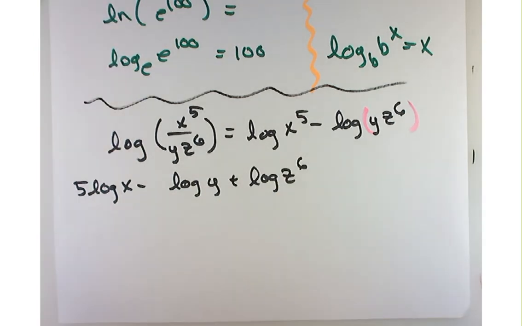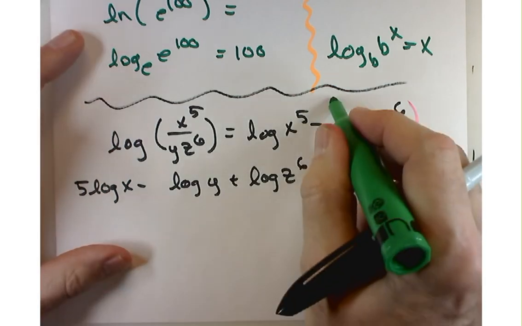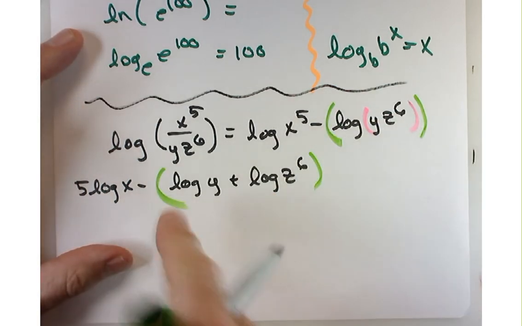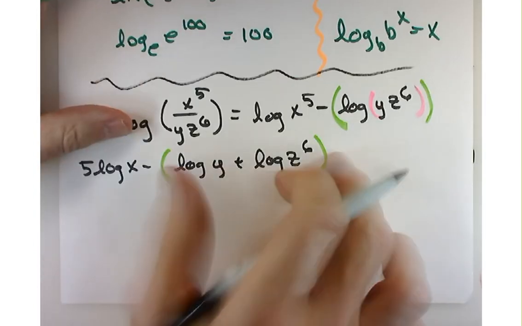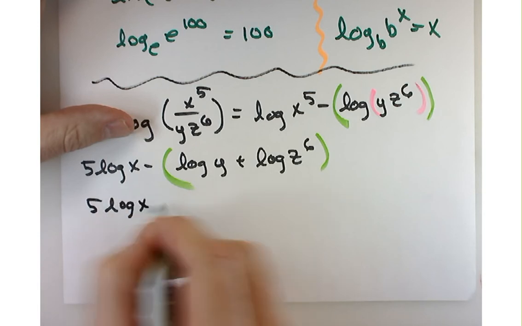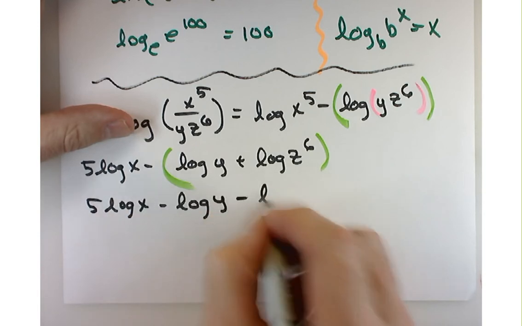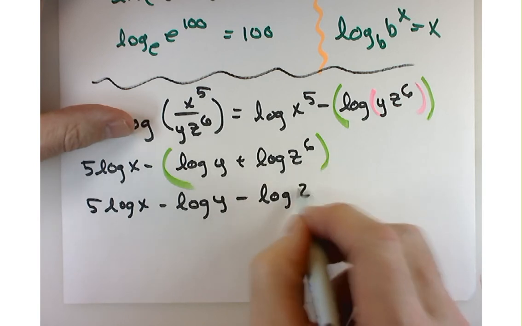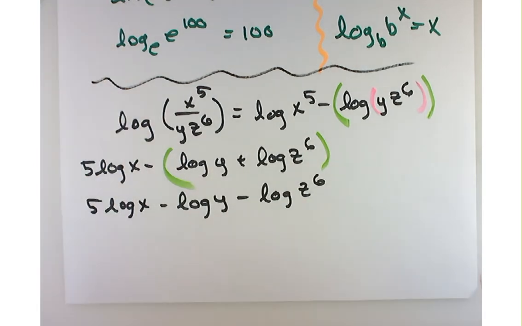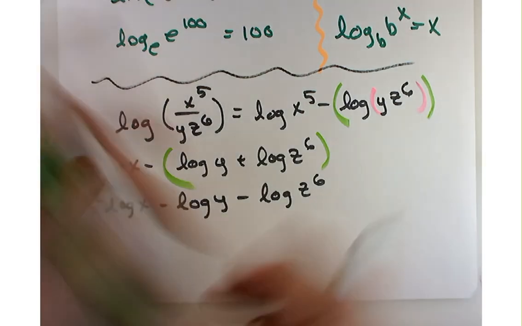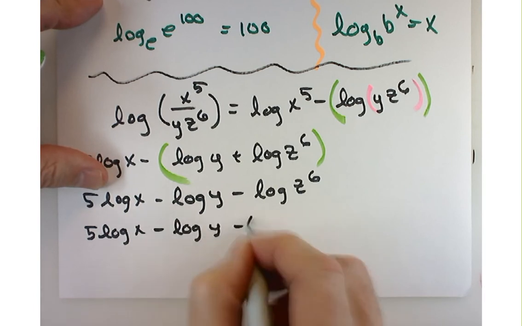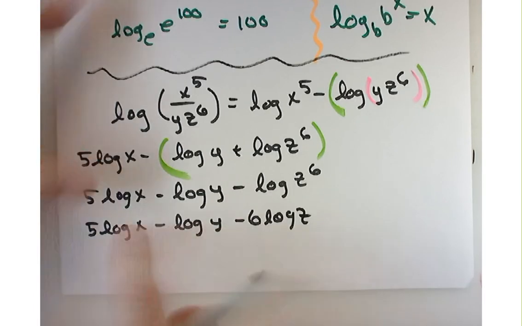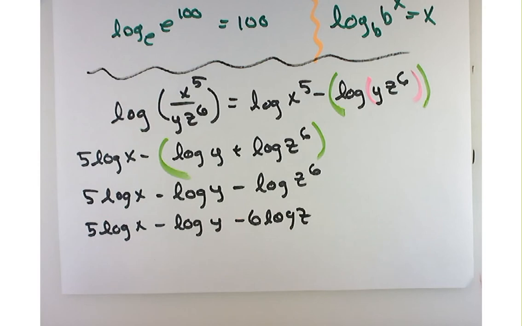But I've made a mistake here. If you're not using parentheses, then the negative has to distribute itself to both terms. So either with parentheses or without parentheses, it should look like log of y minus log of z to the 6th. That 6 can come out in front. So let me just cheat here. And I won't. 5 log of x minus log of y minus 6 log of z. You want to keep going in these until the quotient rule, the product rule, none of those still apply. Okay.